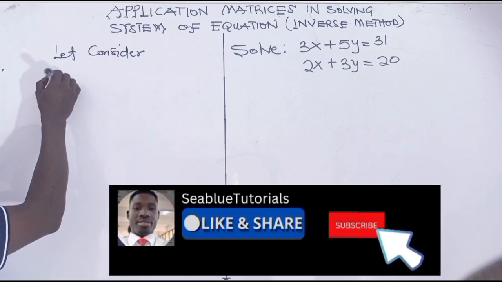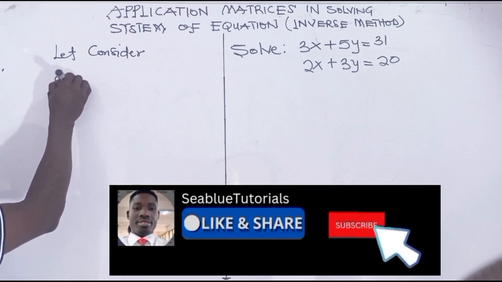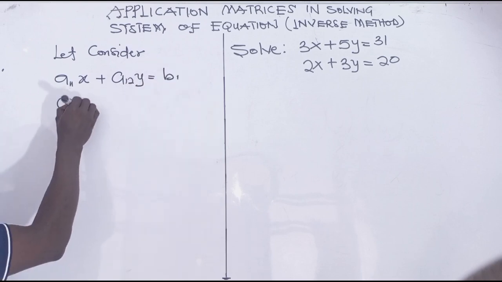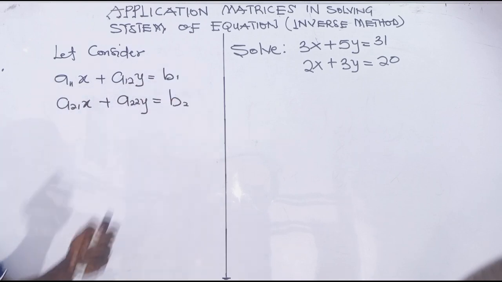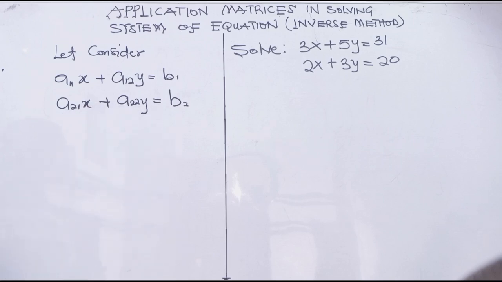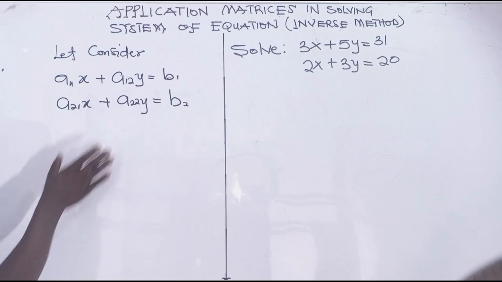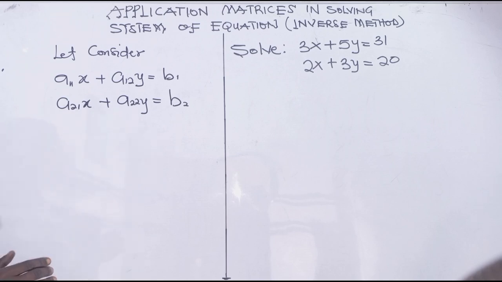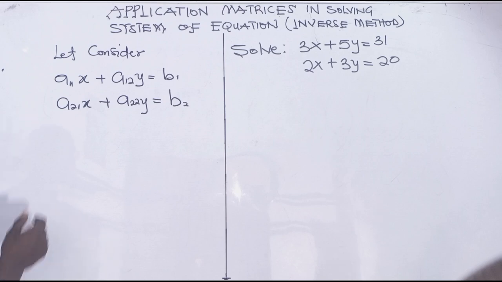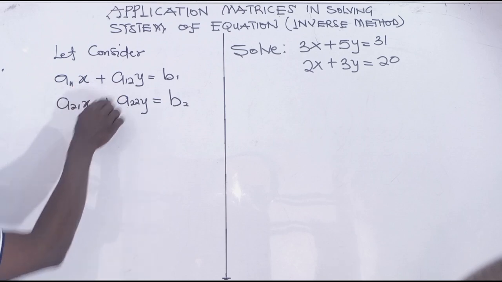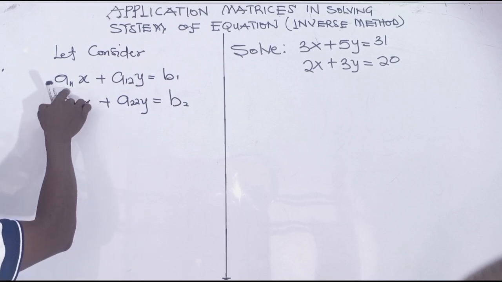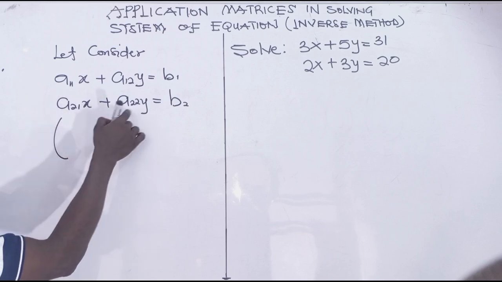these two system of equations with two unknowns. We want to use the inverse approach to find the value of x and then y. Now what we'll be doing here is to write the matrix equation for these two system of equations. So in writing the matrix equation for this system, what we'll be doing is to write the coefficients of x and y in the form of a matrix. So we are going to have a11, a12, a21, a22.